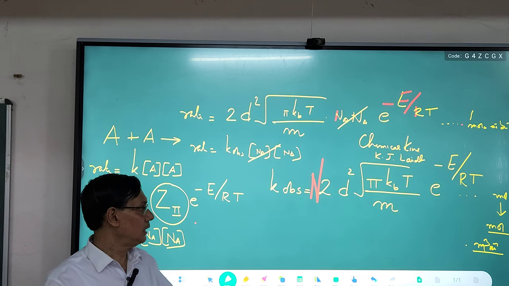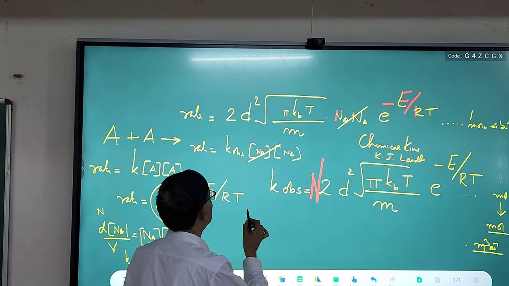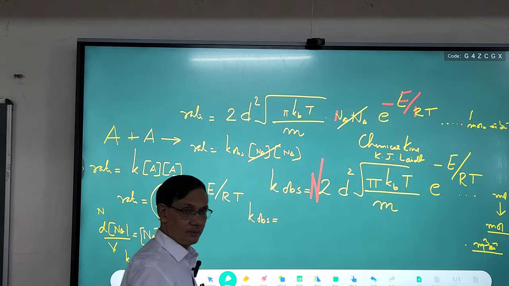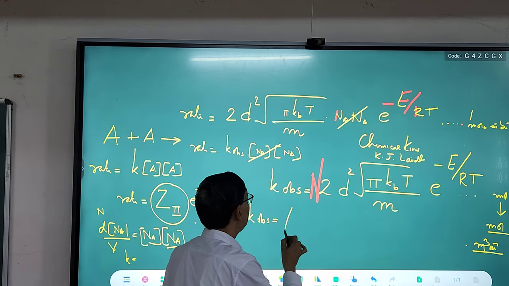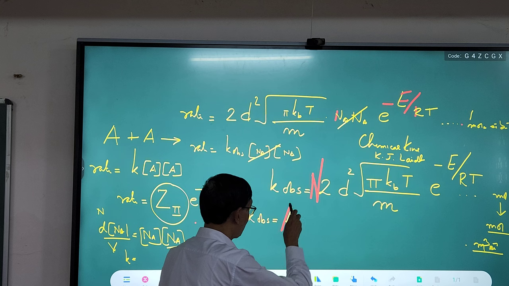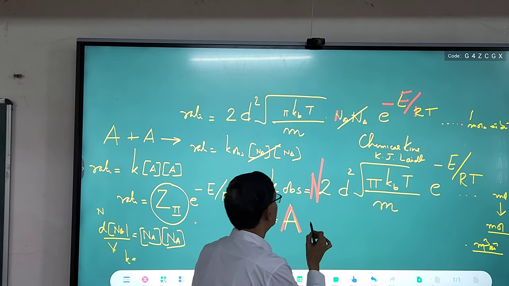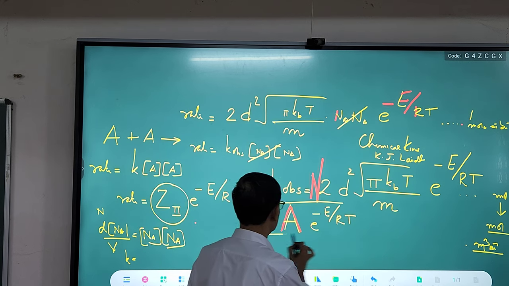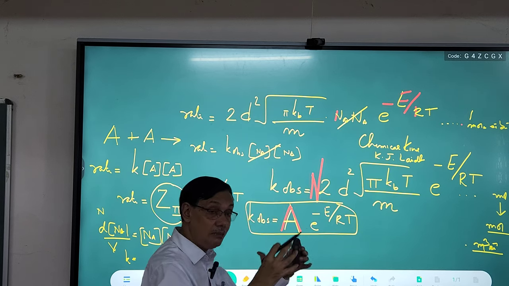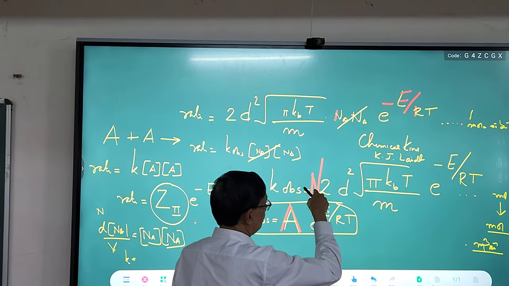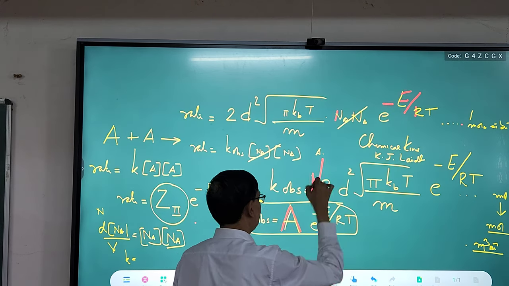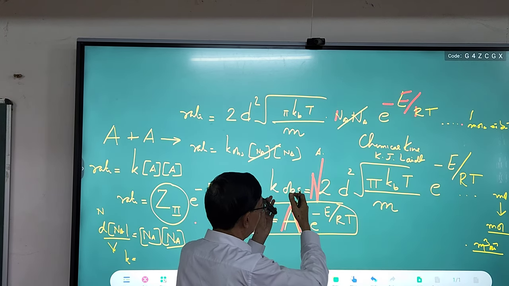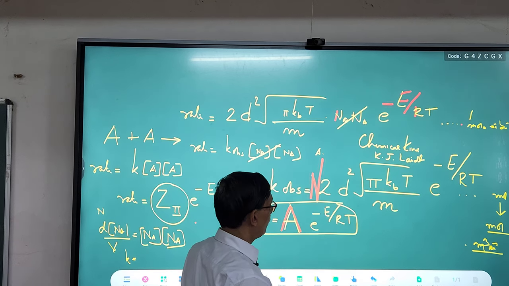So, what is the final form? The Arrhenius equation is K observed is equal to A, which is a great problem for us, A e minus E by RT. This is the Arrhenius equation, and this is the collision equation for similar molecules. This is Avogadro number, this is Avogadro number. You can see, in one case K is equal to A e to the minus E by RT. In the second case, collision K is equal to this. So what is common here?